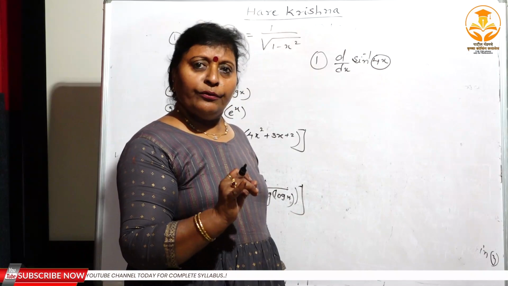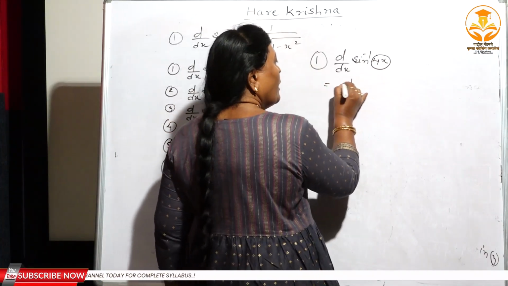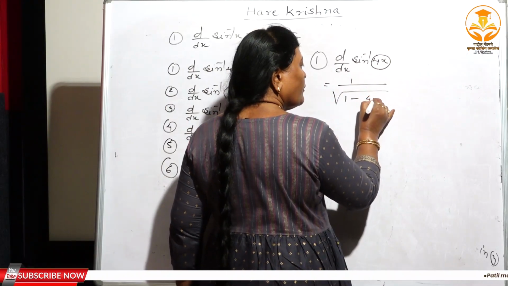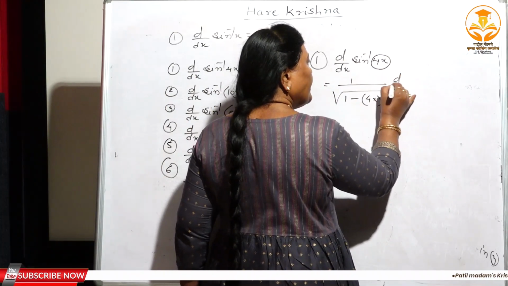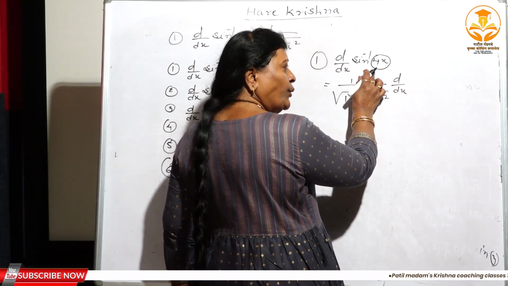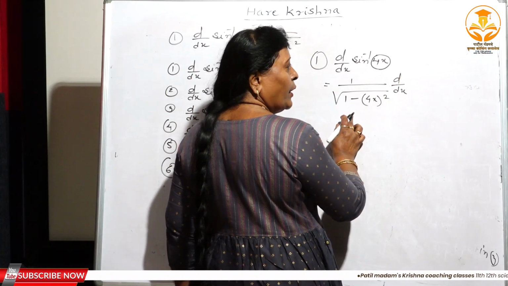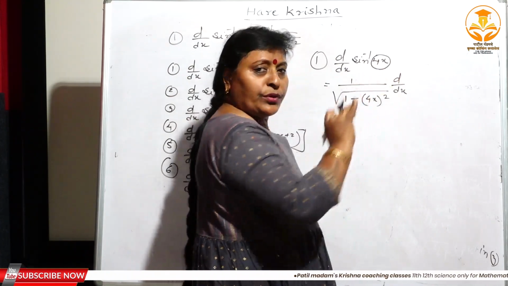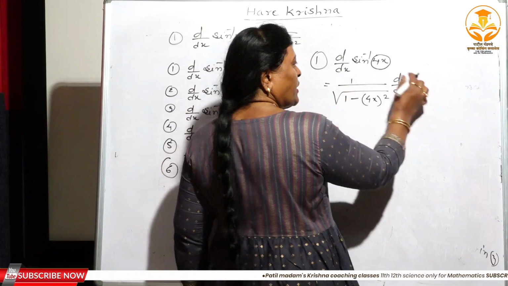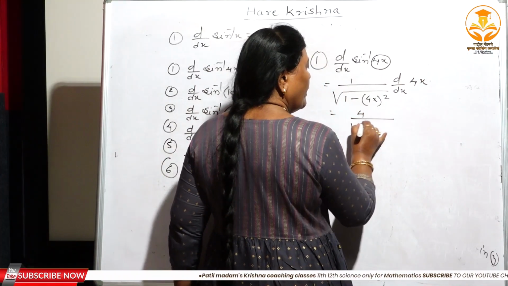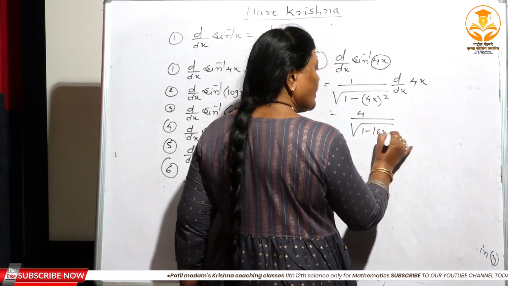But what is u? 4x. Therefore, here you have to write 1 upon root of 1 minus u square. U means what here? 4x whole square. Again, d/dx of, first you have to substitute u and find out the derivative. Then you have to find out the derivative of u, whatever you put, isn't it? So, what is the derivative of 4x? That is equal to 4. 4 divided by root of 1 minus 16x square.